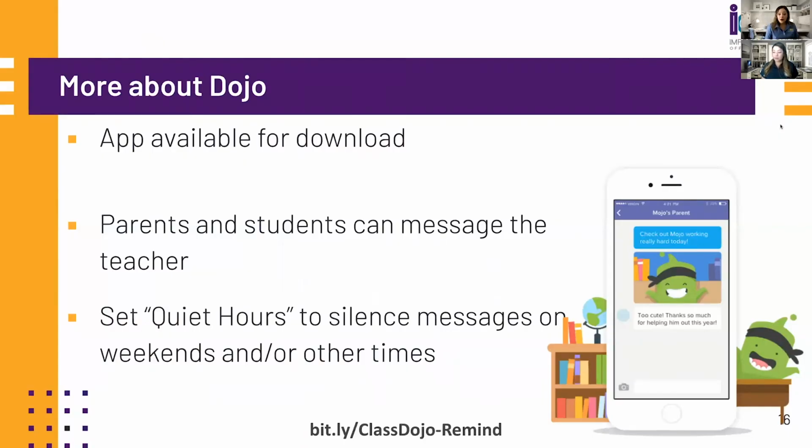Just a little bit more about Dojo. There is an app available for download. When you sign up, parents will originally receive that SMS text letting them know that they need to create an account. And once they've created their account, it will prompt them to download the app, because you do need the app to communicate back and forth. Parents and students can send the teacher messages, so students can do that through the student portfolio. And then I've already discussed quiet hours, which is a great feature.